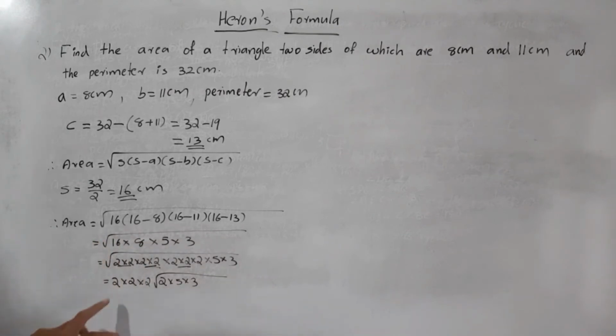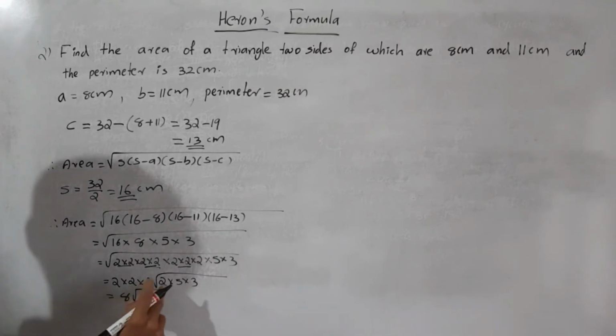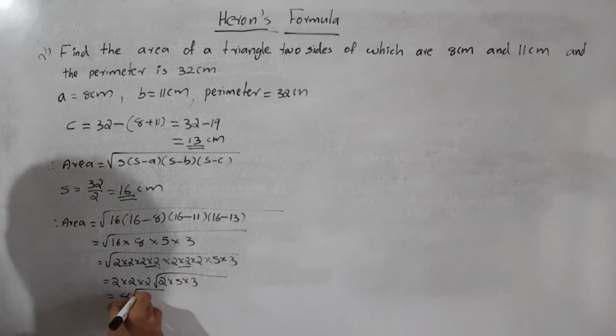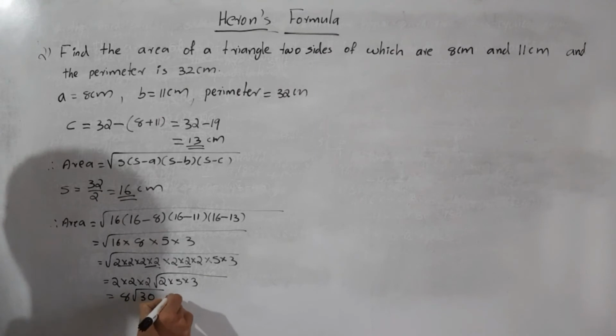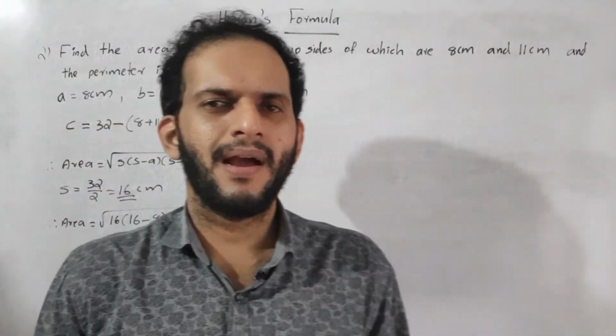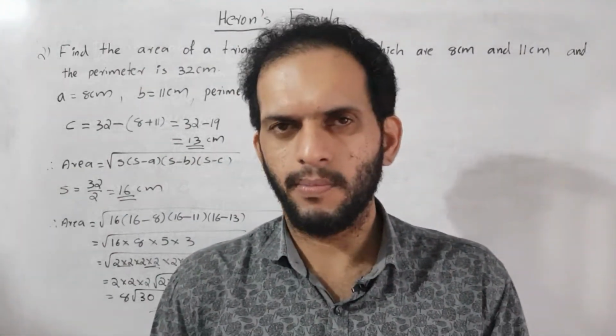So what is the product of this? 2 into 2 is 4, 4 into 2 is 8, is equal to 8 root of 2 into 5 is 10, 10 into 3 is 30, then 8 root 30 square centimeter. So what is the area of this triangle? Area of this triangle is equal to 8 root 30 square centimeter.